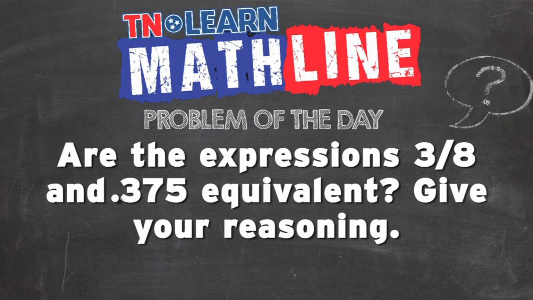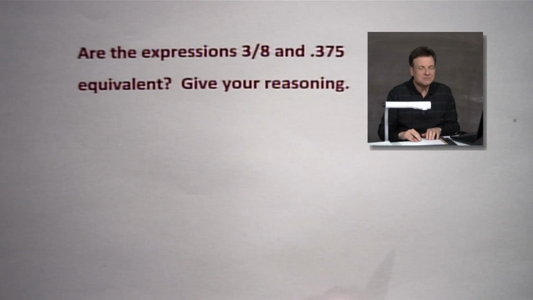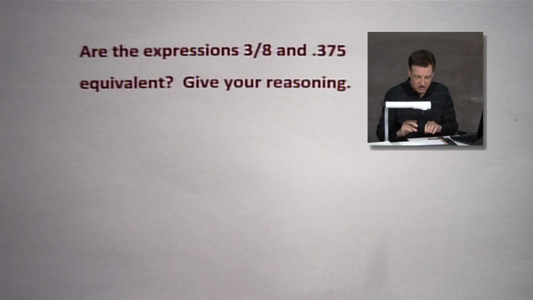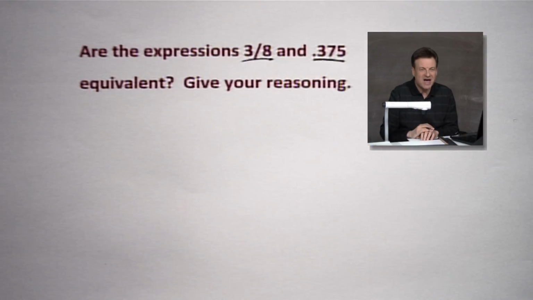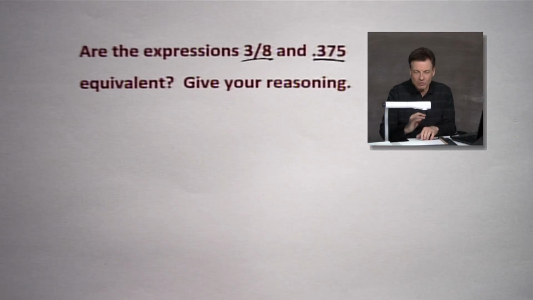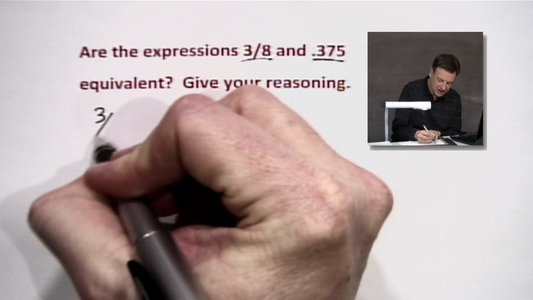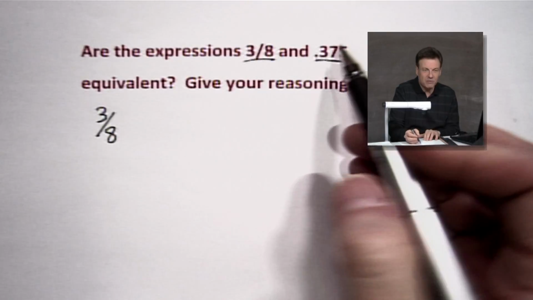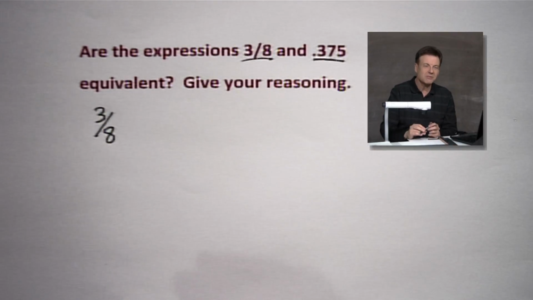So let's take a look at these two. I'm going to work it out two ways. We can go straight to the problem here. We have the expressions, the two values, 3/8 and also 375 thousandths. So we're going to work two different ways on this. First, we're going to start with 3/8 and see if we can come up with an equivalence of 375 thousandths. We'll come up with that decimal.